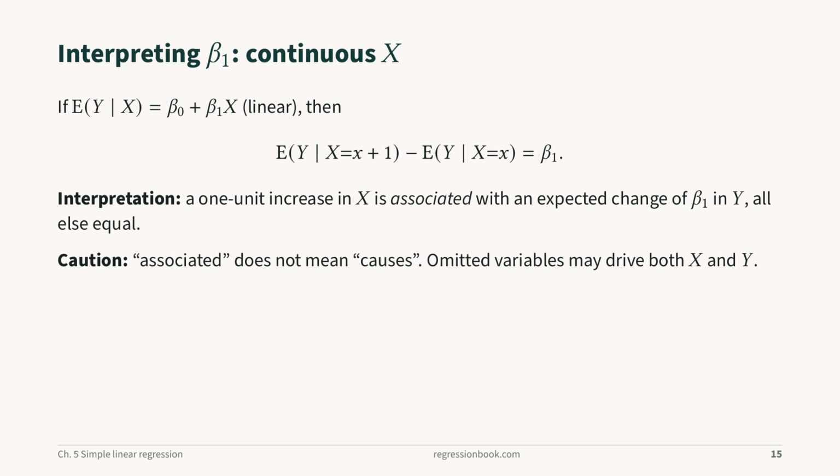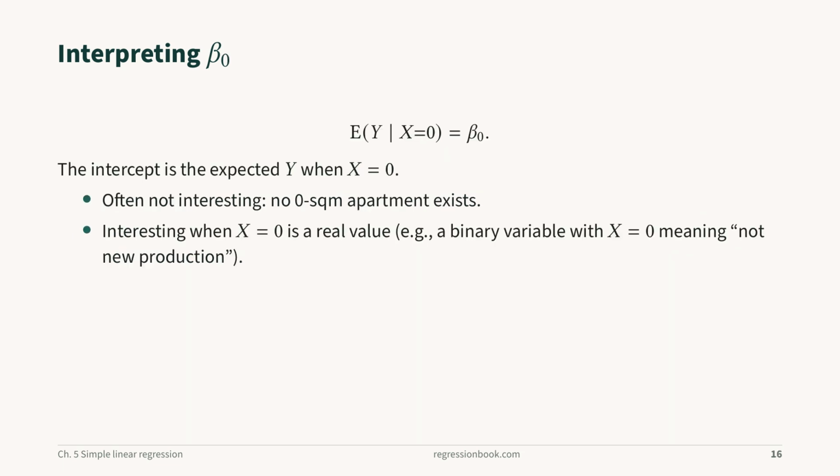And the caution repeats because it must. Associated does not mean causes. Omitted variables may drive both. The intercept is the expected outcome at x equal to 0. Whether that is interesting depends entirely on whether 0 is a real value of x. For apartment size, it is not. No 0 square meter apartment exists, and the intercept merely anchors the line. For a binary regressor, 0 means something real, not newly produced, and the intercept becomes a group mean worth reading.